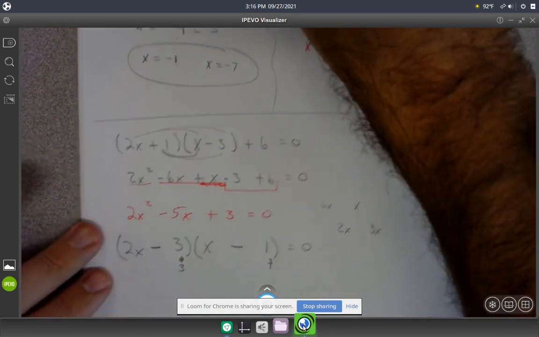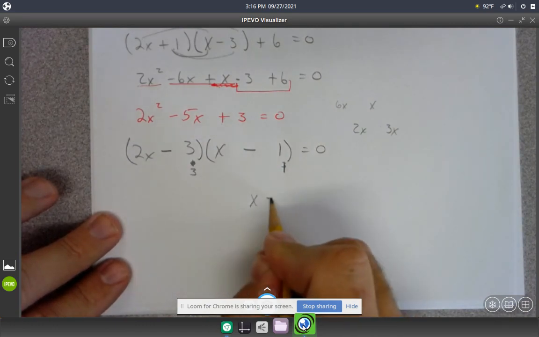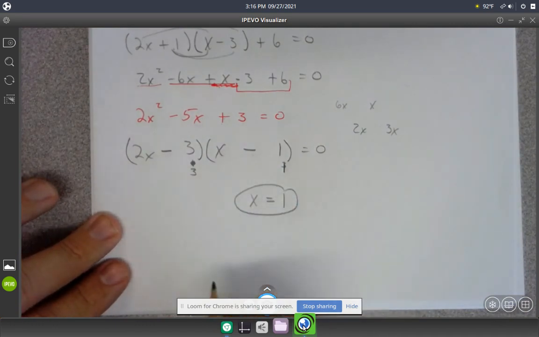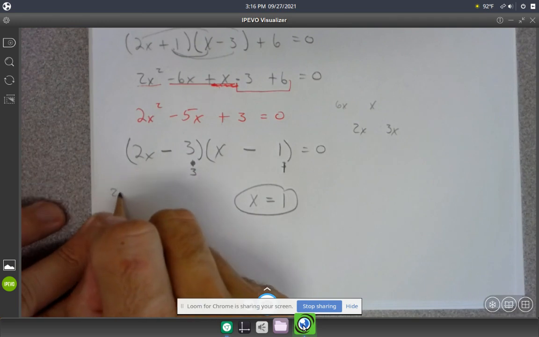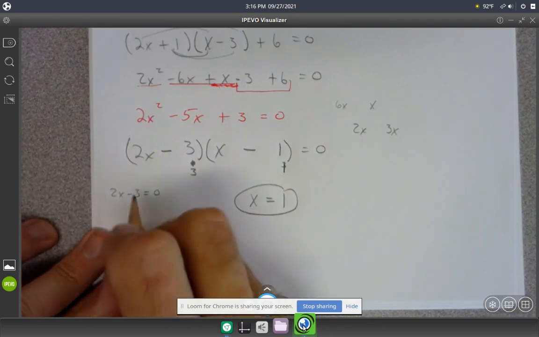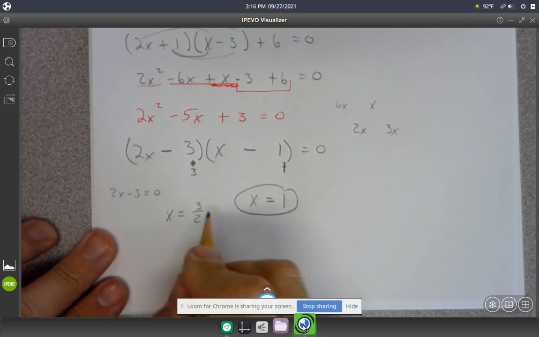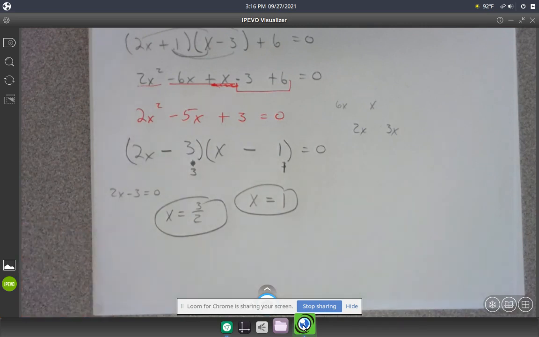All right, my answers for this, of course, this one's just going to be x equals positive 1. And for this one, if you need to, you could do 2x minus 3 equals 0 and then solve this little equation. But it's going to be x equals 3 over 2. All right, that's good for that one, I think.